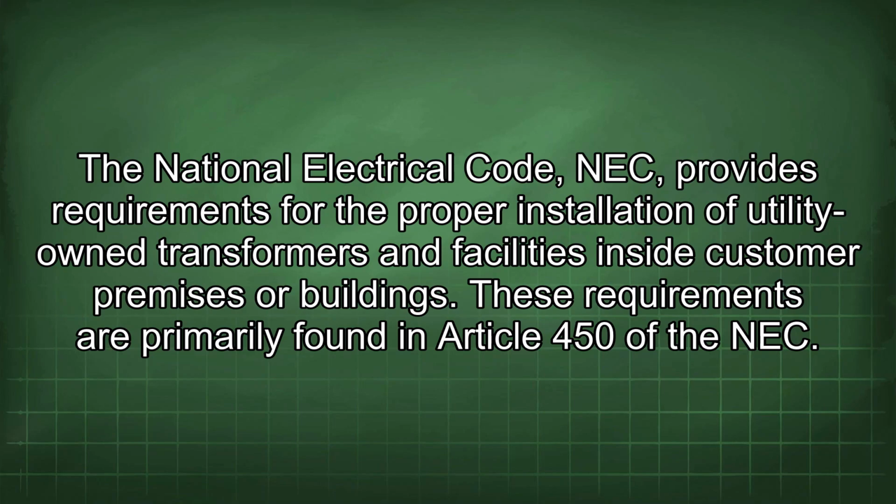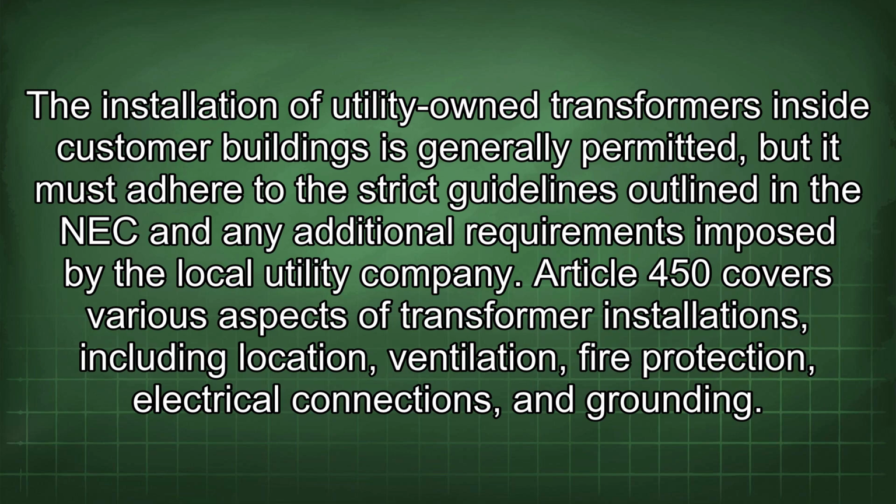The National Electrical Code (NEC) provides requirements for the proper installation of utility-owned transformers and facilities inside customer premises or buildings. These requirements are primarily found in Article 450 of the NEC. The installation of utility-owned transformers inside customer buildings is generally permitted, but it must adhere to the strict guidelines outlined in the NEC and any additional requirements imposed by the local utility company. Article 450 covers various aspects of transformer installations, including location, ventilation, fire protection, electrical connections, and grounding.